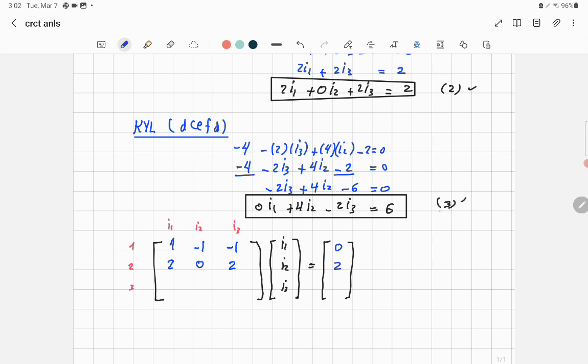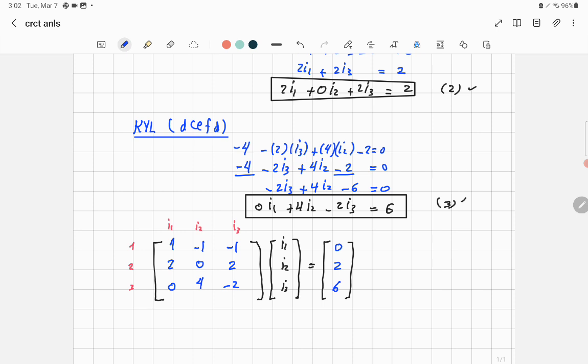Now I'll go for the third equation. The third equation, I1 has coefficient equal 0. I2 has coefficient equal 4. And I3 negative 2. And the constant terms equal 6. So you have the 3 equations rearranged in a matrix form, and we're supposed to solve this equation.